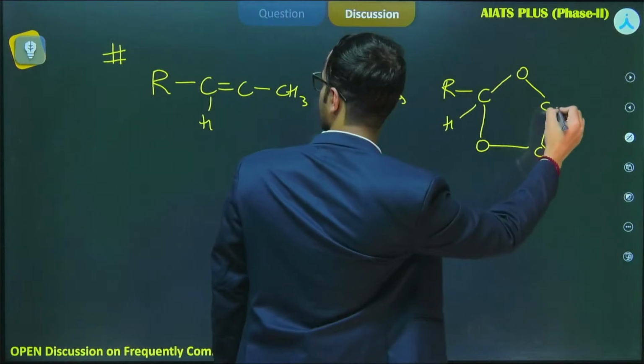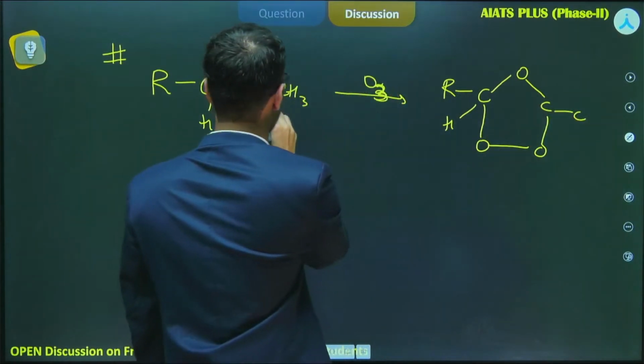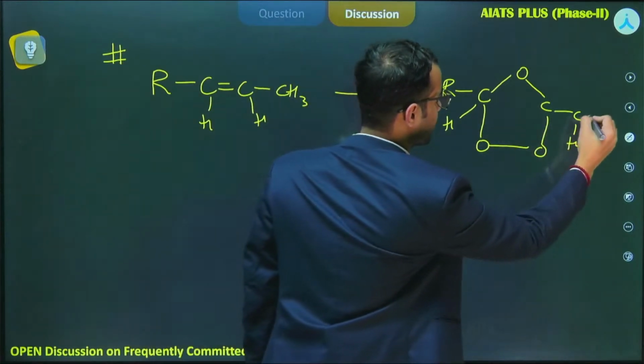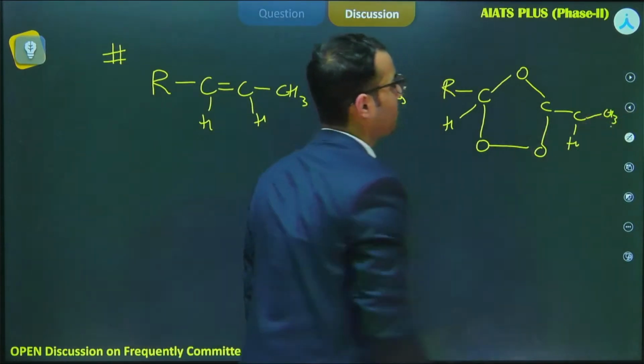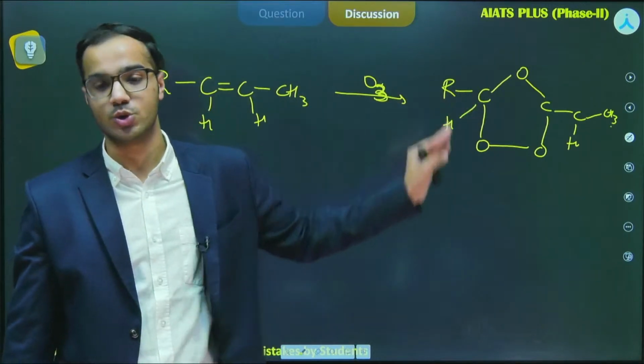Here it is H, and this is C. It's H already here. It's H and CH3. This is the intermediate which will be formed during the process of the ozonolysis.